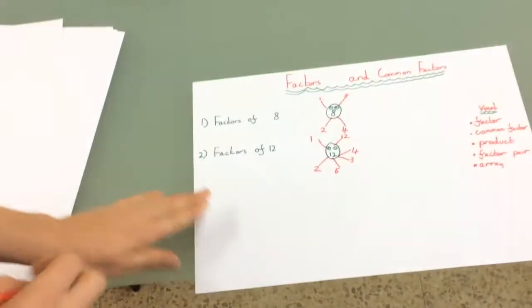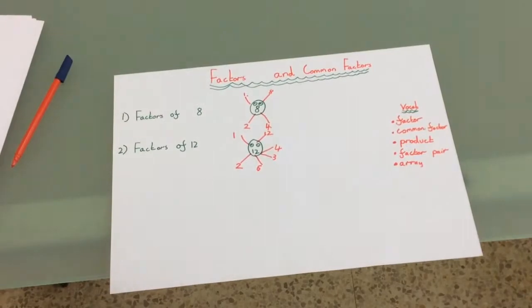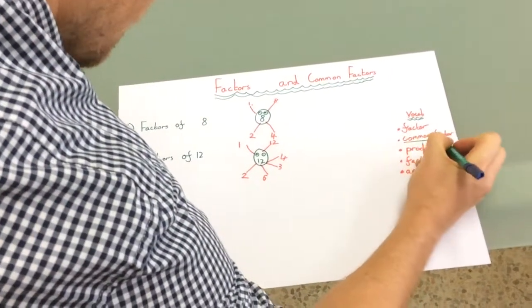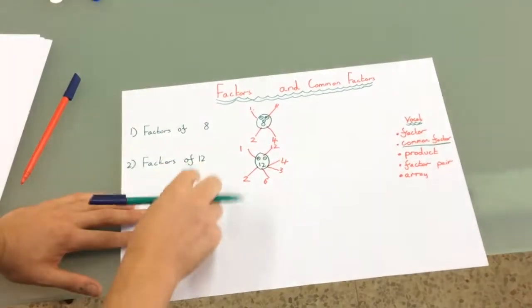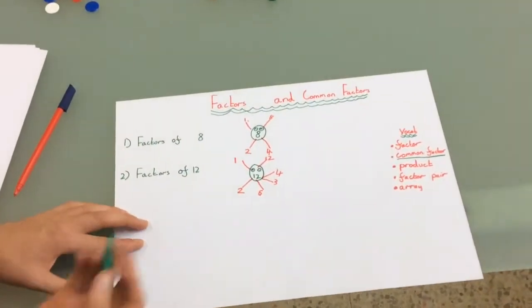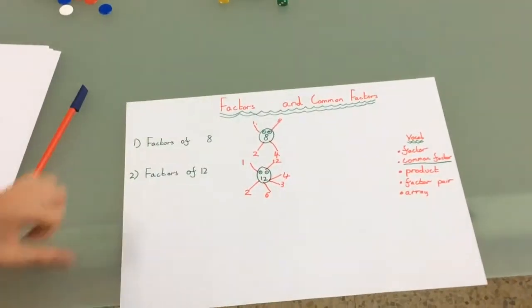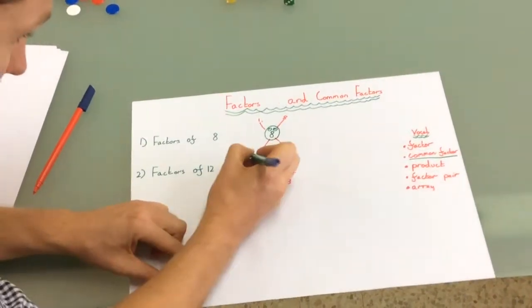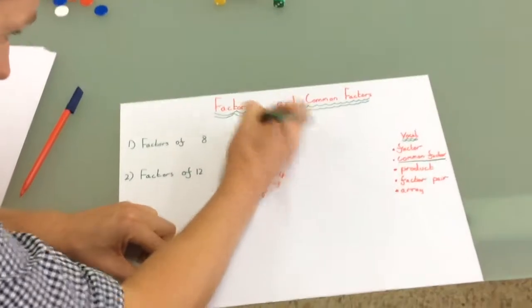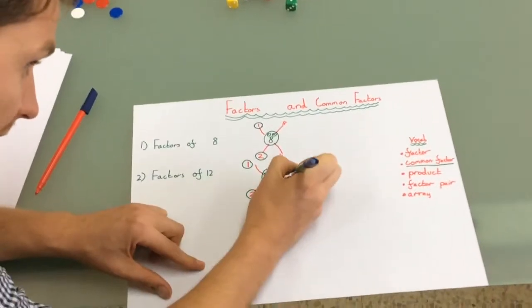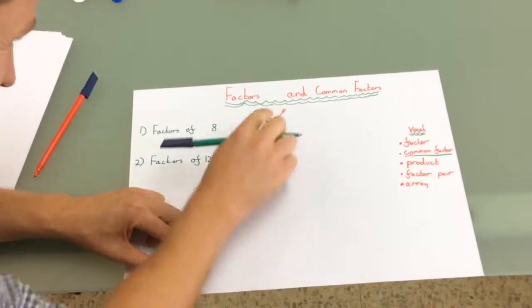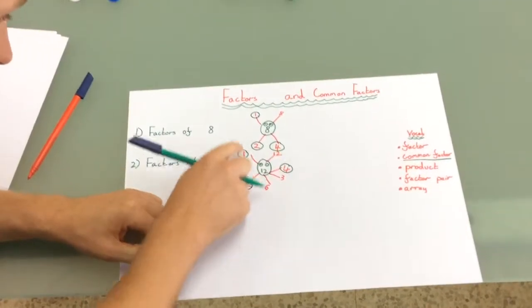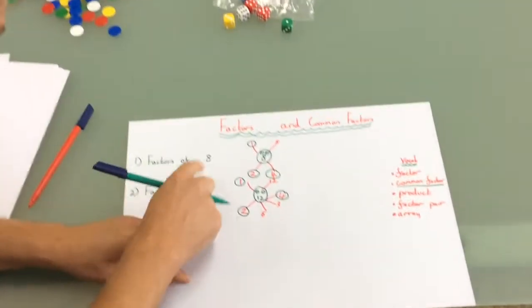So, just one last thing before we finish. We have something called common factors, which I've not mentioned yet. A common factor is something that's a factor of two numbers. So here I'm going to say, what are the common factors of 8 and 12? Which numbers are factors of both? Well, we can see that 1 is, we can see that 2 is, and we can see that 4 is. 12 isn't in there, 3 isn't in there, and 6 isn't in there. So 1, 2 and 4 are common factors of 8 and 12.